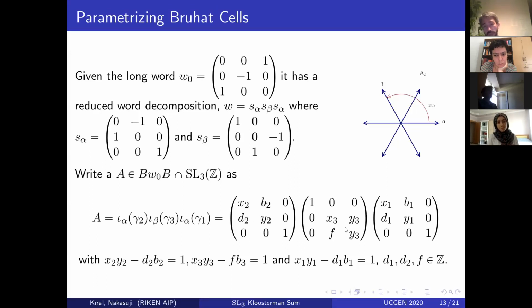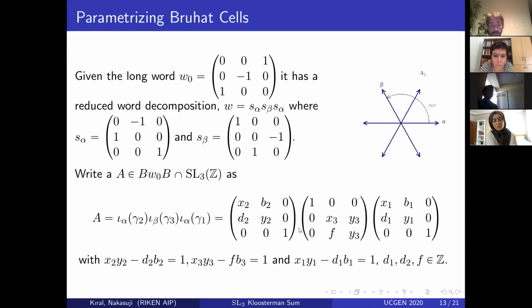I have an S beta in the middle. I have an S alpha in the middle. So if I rearrange things, which is not trivial, I mean, it's not that you can't do it freely, but if you do rearrange things, what you can get is S alpha, S beta, S alpha in the middle. So you can have W0 in the middle. So this will be an element of BW0B. So it will be an element of the big cell in SL3.